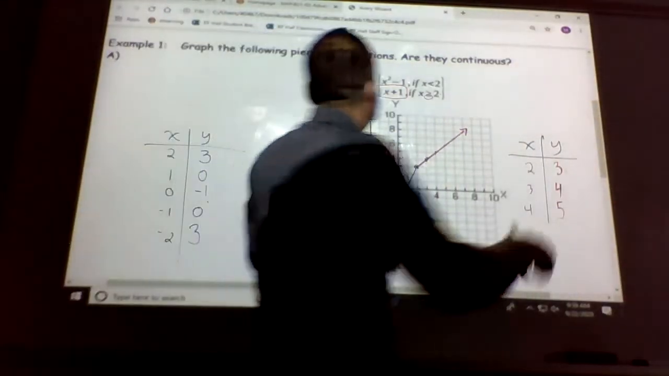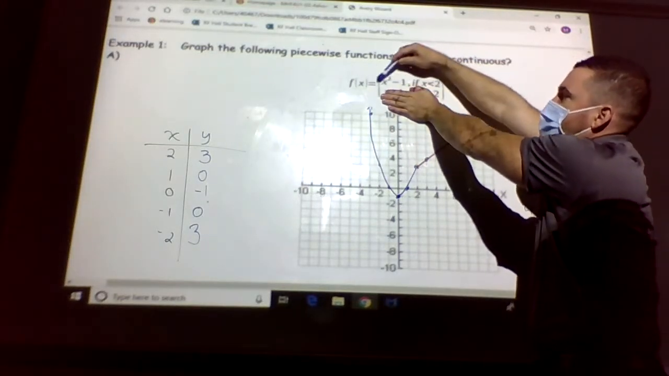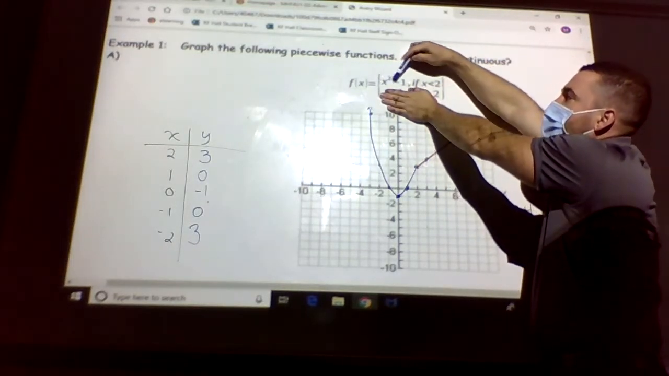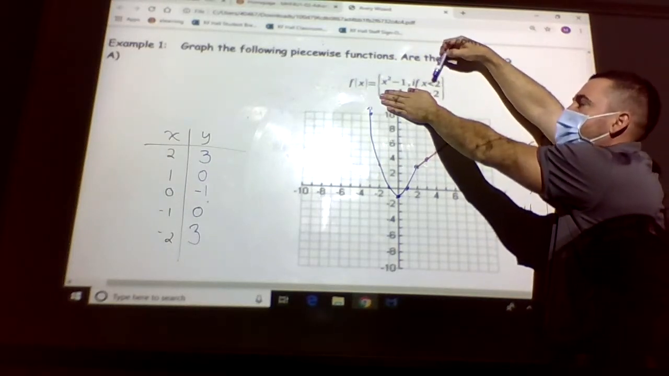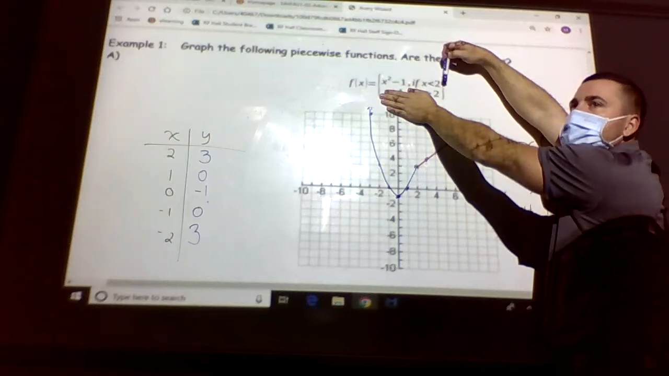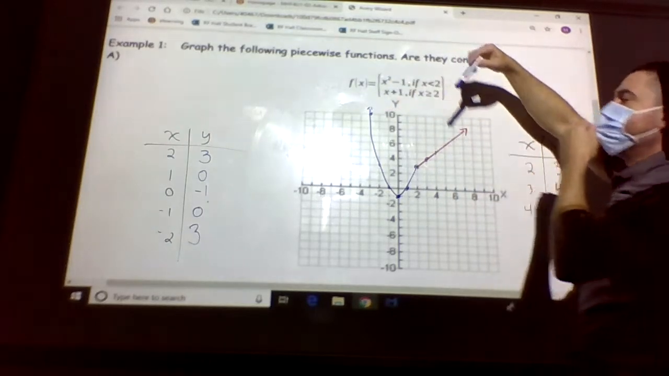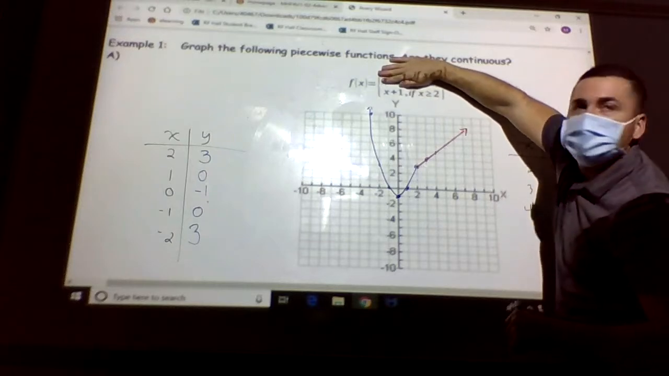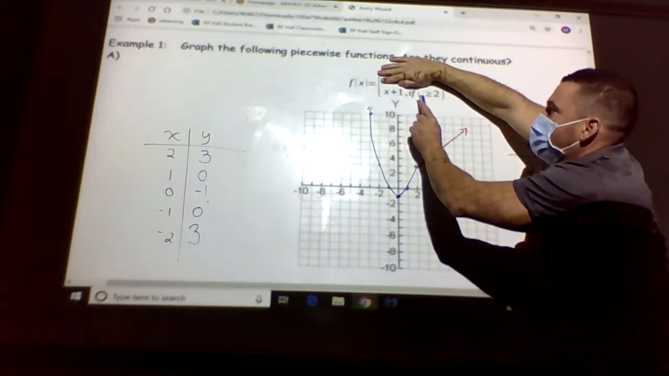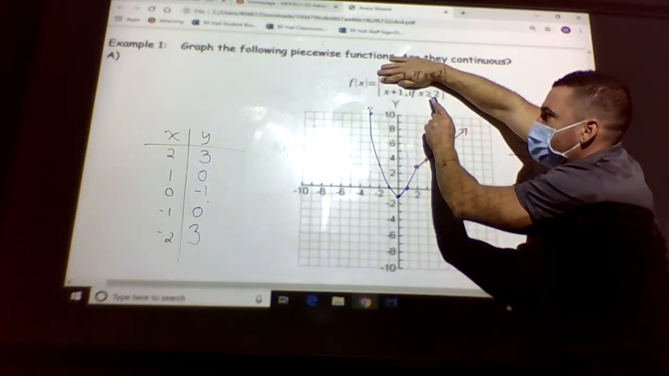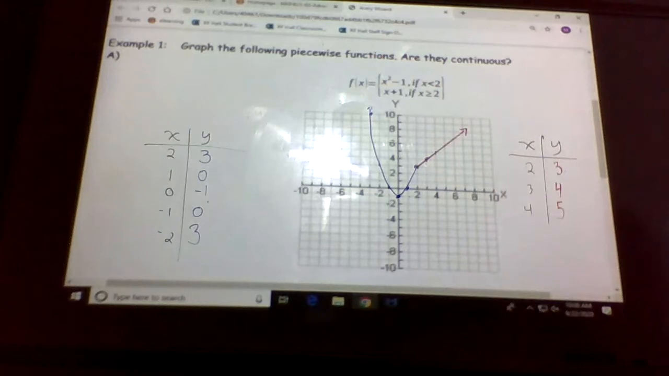So again, to read this, split it into 2 parts. So first it's the function, the quadratic, but we can only use x values that are less than 2 here. So we have to use 2, 1, 0, negative 1, negative 2, and so on. Okay, so values only less than 2. Then we have a second part of the function, which is x plus 1, which is linear. But for this one, we can only use values greater than or equal to 2. So 2, 3, 4, 5, and onwards.